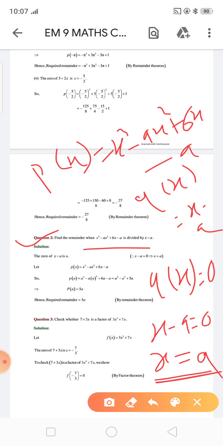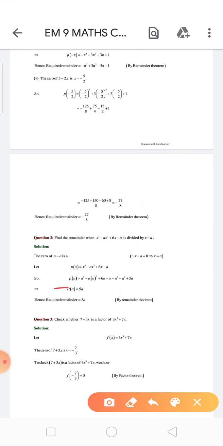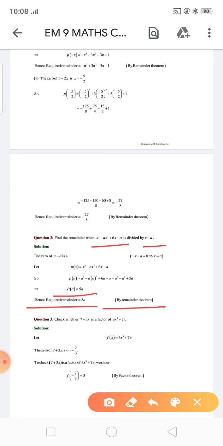Substituting this value in our polynomial, we get P of a is equal to a cube minus a into a square plus 6a minus a. Simplifying this step, we get a cube minus a into a square, means a cube minus a cube plus 5a. Subtracting, this term is cancelled, and lastly we get remainder 5a. So by remainder theorem, dividing our P(x) by Q(x), we get remainder P of a is equal to 5a, hence the required remainder is 5a.